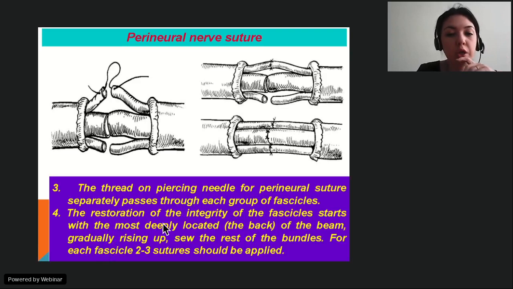So that is the difference between epineural and perineural suture. In both cases, epineural and perineural sutures, we stitch only the perineurium and epineurium. Once again, I'm telling you, we do not stitch nerve fascicles. Now I want to show you a video of a nerve suture.